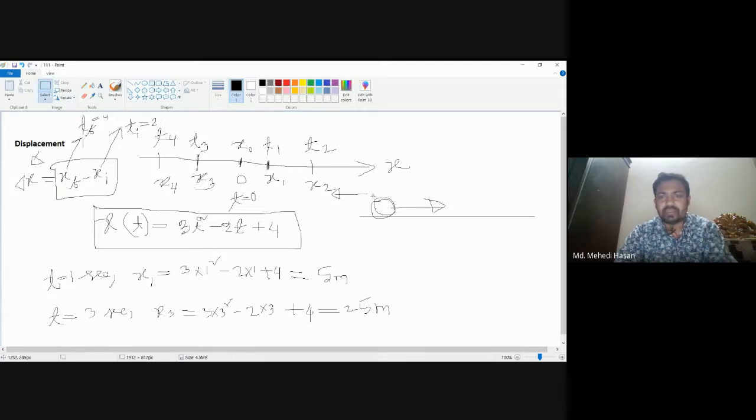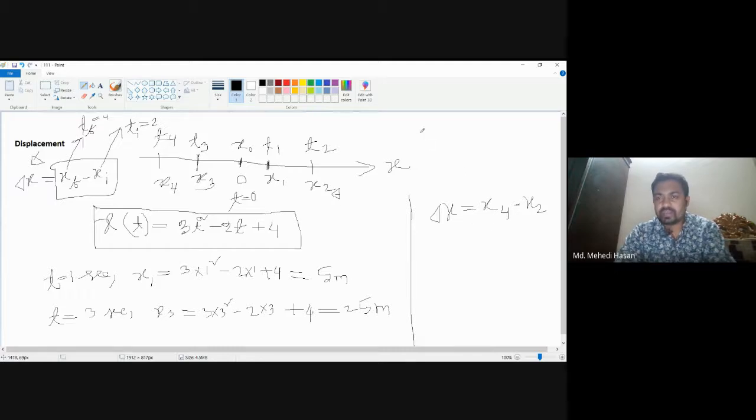To find this displacement between t = 2 seconds and t = 4 seconds, we first have to find the position at t = 2 seconds and t = 4 seconds, because we know that the displacement Δx is equal to x4, the final position, minus x2, the initial position. If the times are different, say 5 and 7, then it will be x7 minus x5, or say 1 and 3, then it will be x3 minus x1. So it depends on the time interval.